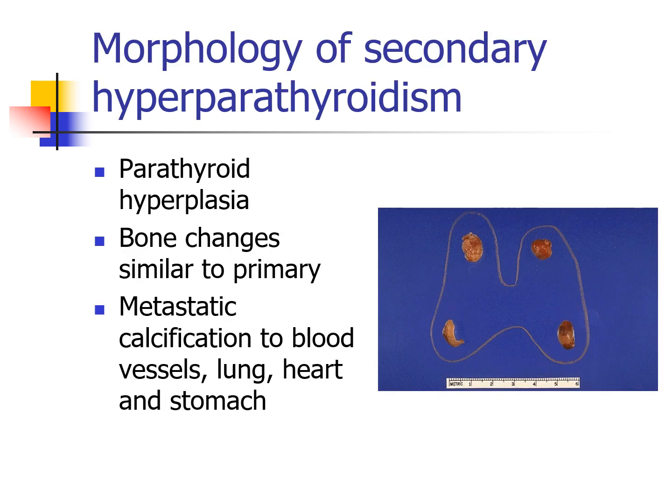What we see in secondary hyperparathyroidism is parathyroid hyperplasia. It may involve all four of the parathyroid glands. The bone changes that can be seen in secondary hyperparathyroidism are similar to primary hyperparathyroidism. Metastatic calcification can also be seen in blood vessels, the lung, the heart, and the stomach.